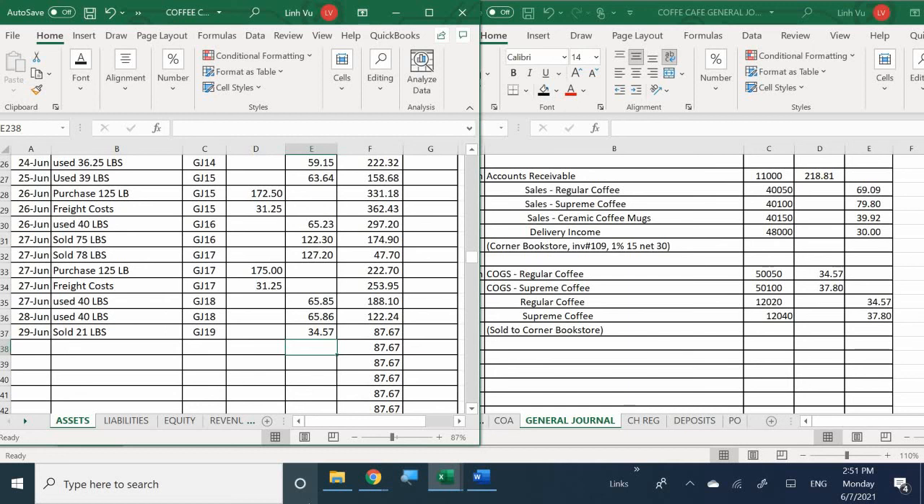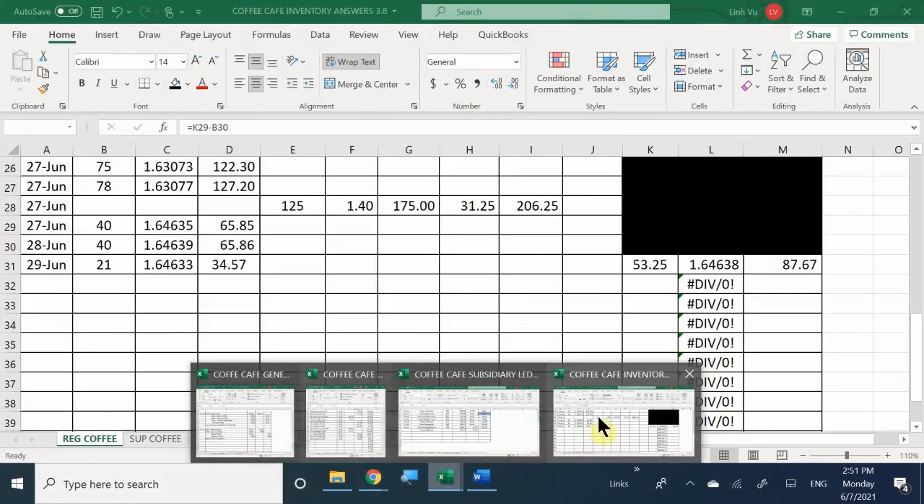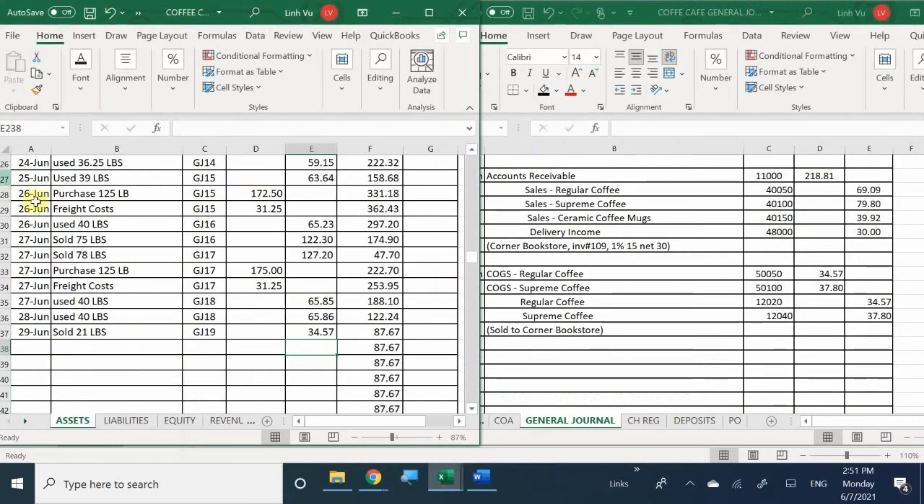And where can I find that number? Where have I seen this number before? In our inventory. Inventory, yes. You're right. That's your checkpoint to make sure that we did the calculations right. 87.67. Dead on. Okay. Good.